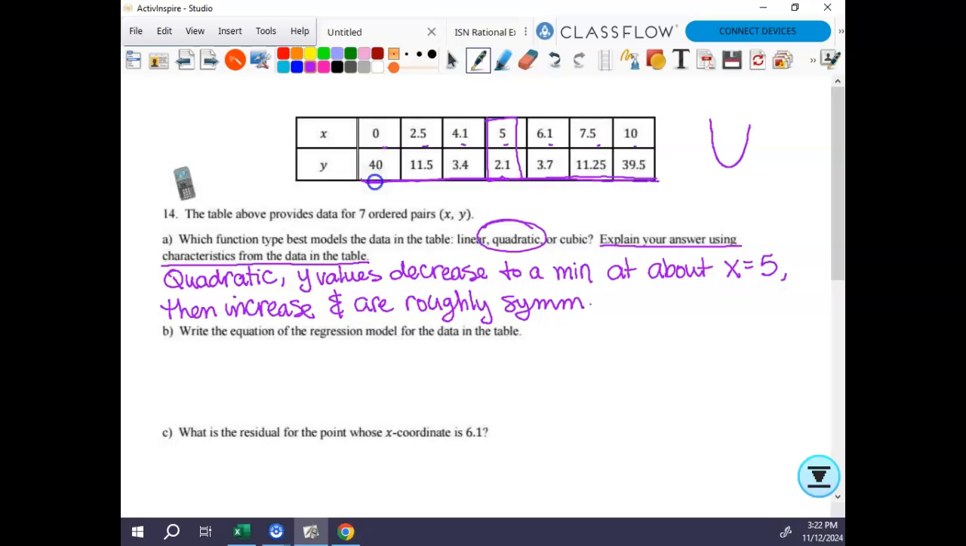Because I start here at 40, y value of 40, I decrease to something close to 2.1-ish for my y value, and then I increase again to about 39.5, and this is like at 40. So if you look at these, I mean, they are roughly symmetric. And we say roughly because if it's real data, it's most likely not going to be exact.